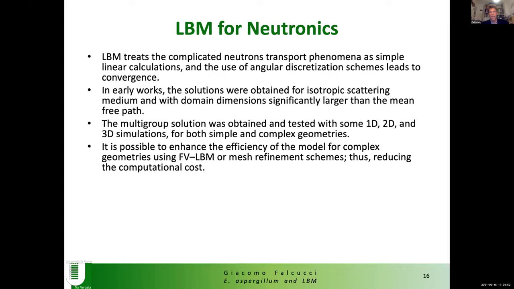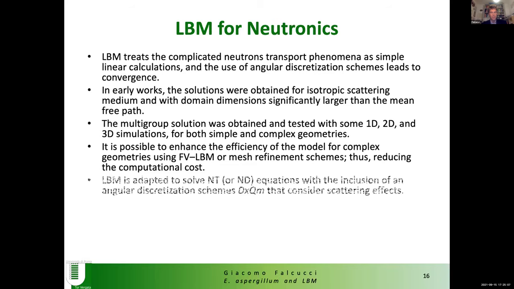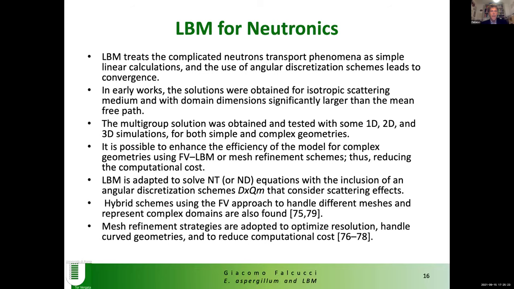The recipe is always the same, but the problem is that we always have to look at the computational cost, because for neutron scattering, as I told you before, you can face much more complex lattices. So you have other DXQM lattices that provide the right conservation laws for neutron scattering. And as I told you before, you can end up considering also the finite volume method and mesh refinement techniques to achieve more details.